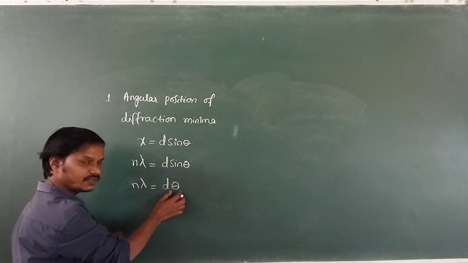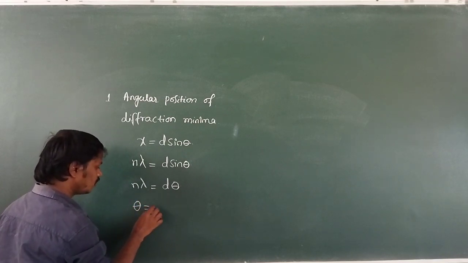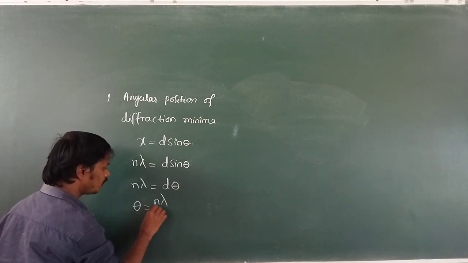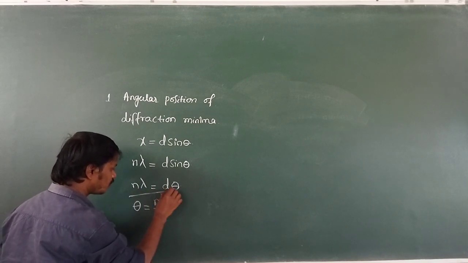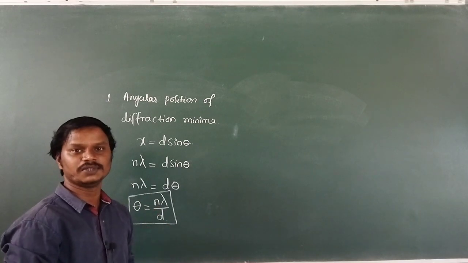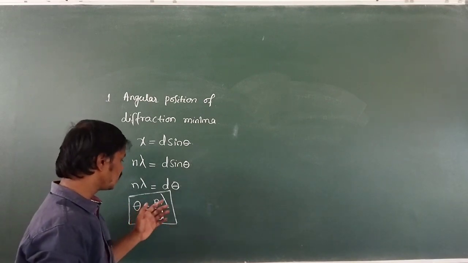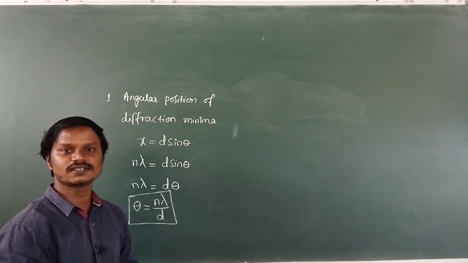But what we required? We required theta, means angular position of the diffraction minima. Then theta is equal to n into lambda by d. And it is the formula used to find the angular position of the nth diffraction minima. If n is 1, it is first minimum. If n is 2, it is second minimum. If n is 3, it is third minimum.